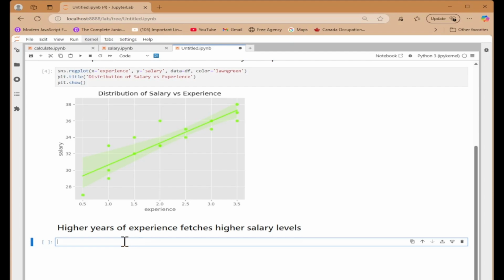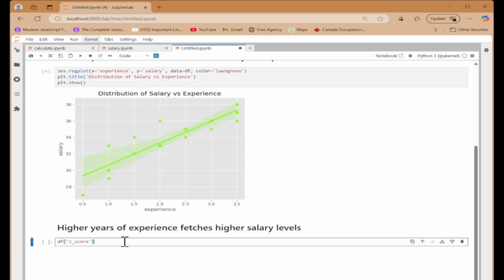Now let's calculate the z-score. df z-score, because z-score is the one which gives you the distribution of the data, right? It gives you the empirical rule: one standard deviation away from the mean will cover 68% of the area.